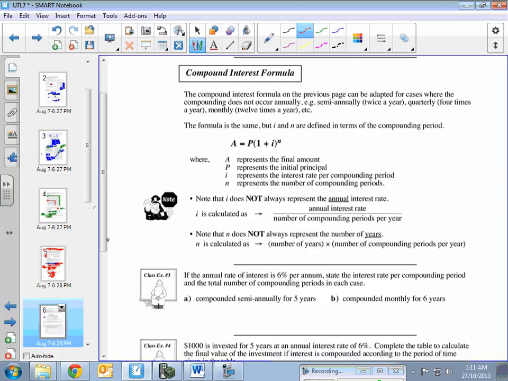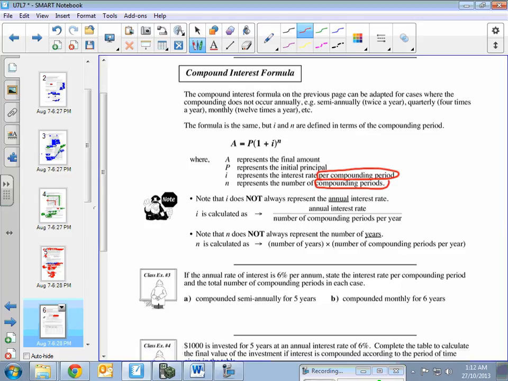But the biggest change here is i represents the interest rate per compounding period. This will change for each question. And n represents the number of compounding periods. So your i and your n work together here. They always have to be the same. I'm not saying your i and your n will be the same, but your compounding periods will be the same.